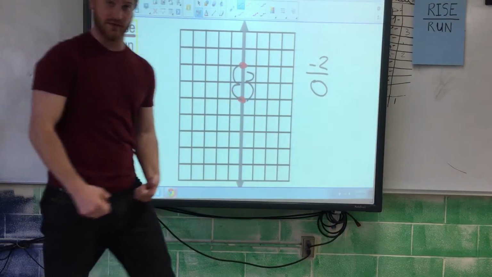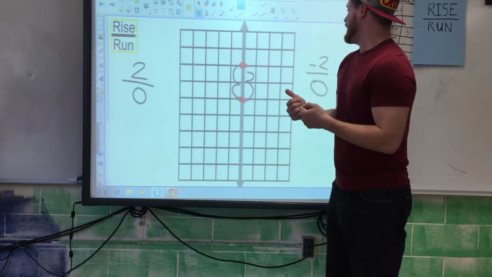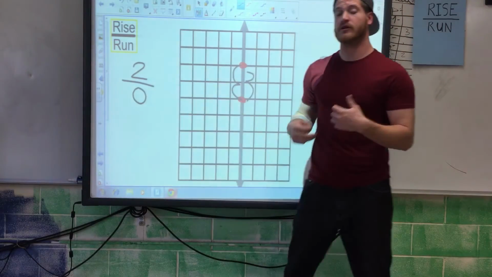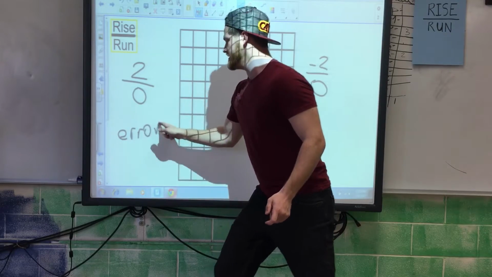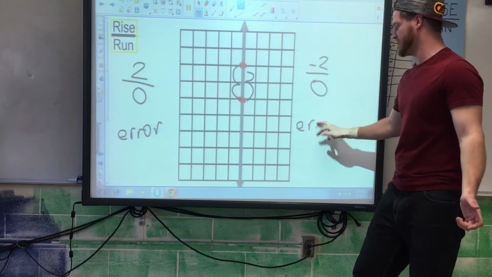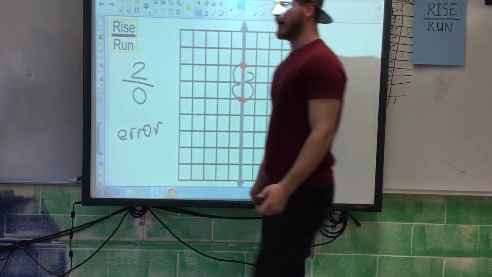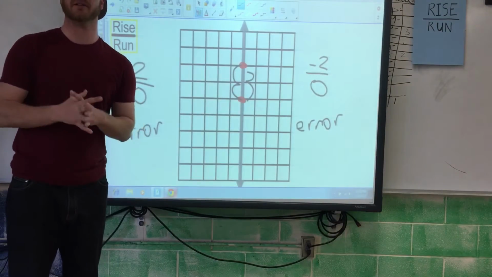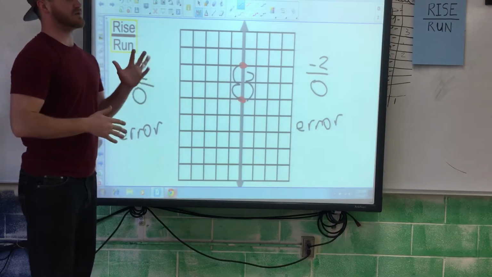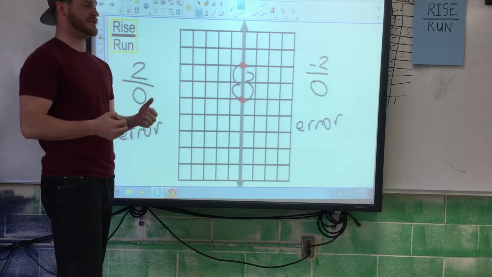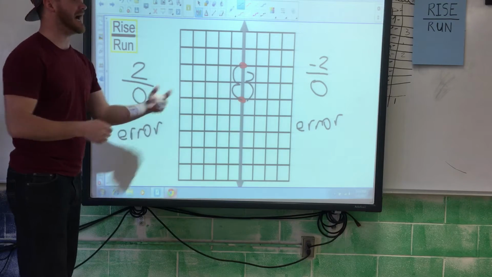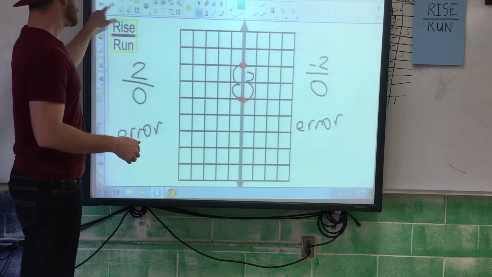Now if you type this into a calculator, whether it's 2 over 0 or 2 divided by 0, your calculator is going to say this, error, as well as this one over here. So whenever it says error, that's where we get our undefined slope from. Because what you've learned in the past is that you cannot divide by a 0. So you can't divide by 0, or 0 cannot be in the denominator.